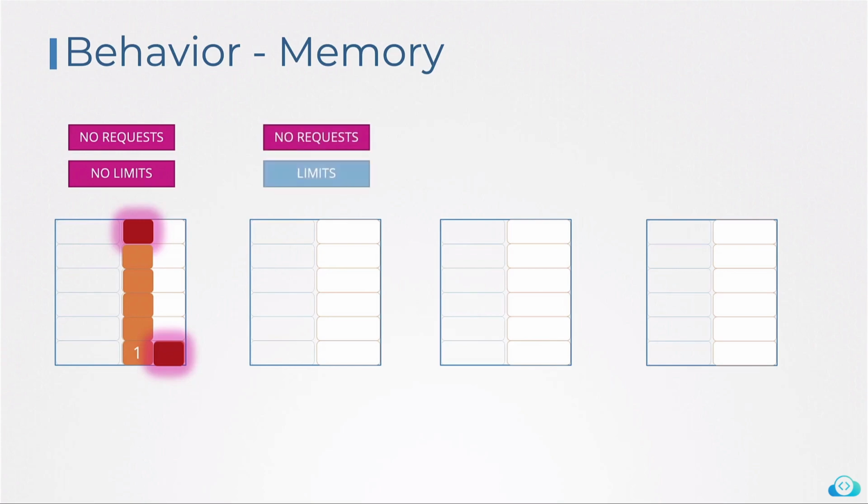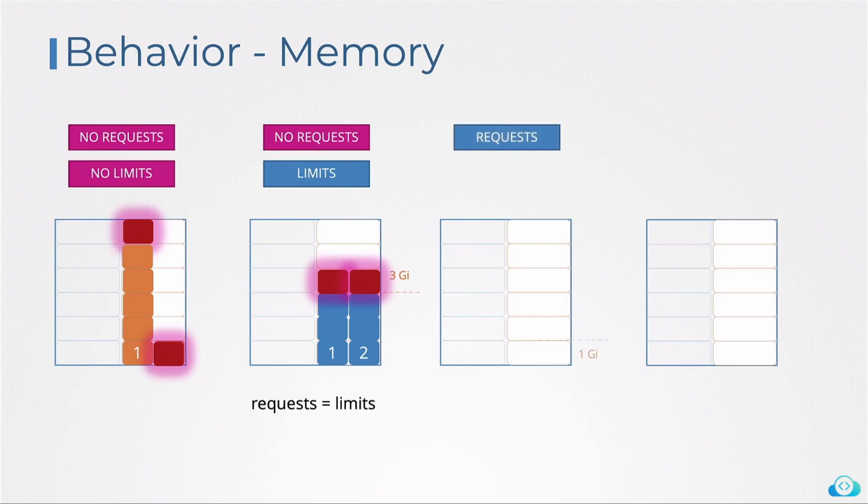Now let's look at the case where we have no requests specified, but we do have limits specified, and in this case Kubernetes automatically sets requests to the same as limits. So for example, requests and limits are assumed to be 3 GB in this case, and each pod is guaranteed 3 GB and no more, as limits is also the same.